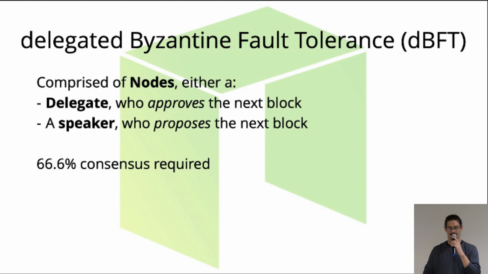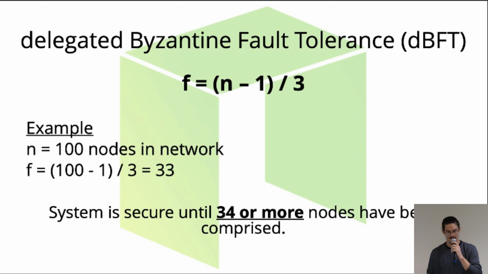So to figure out how many nodes we need in dBFT, we're going to use a little bit of math where n is the number of nodes. If you do n minus 1 divided by 3, then you find out what your fault tolerance is for the system. So in our example here, if you have 100 nodes in the network, 100 minus 1 divided by 3 is 33. So you have 33 nodes that can be compromised and the network will still be secure. On the 34th node, that's when you're going to be running into issues where you're not meeting consensus and the block won't be put into the blockchain.